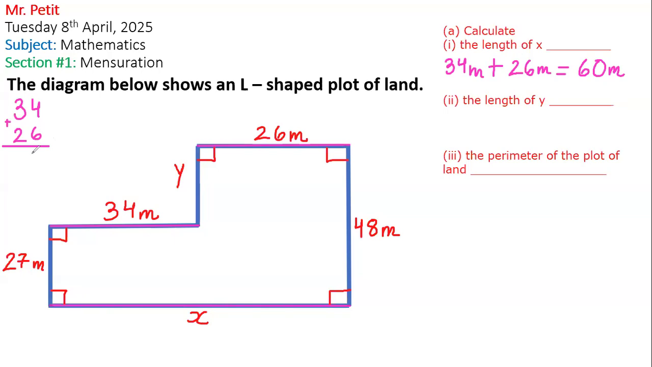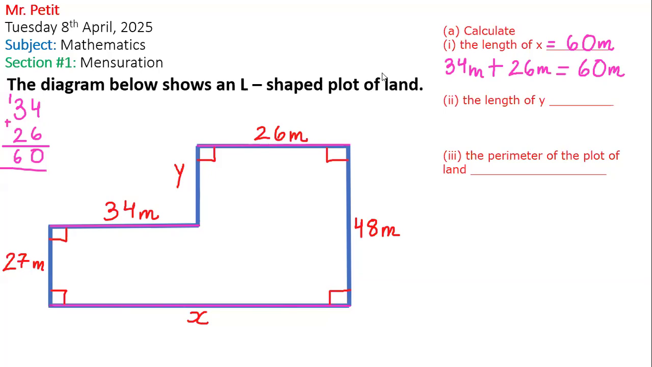6 plus 4 is going to be 10. Put the 0 down, put the 1 up. 3 plus 2 is 5, plus 1 is 6. So it's 60. So I got x. So x is equal to 60 meters. Class, do you all understand how I got x? Let me know if you all understand how I got x.